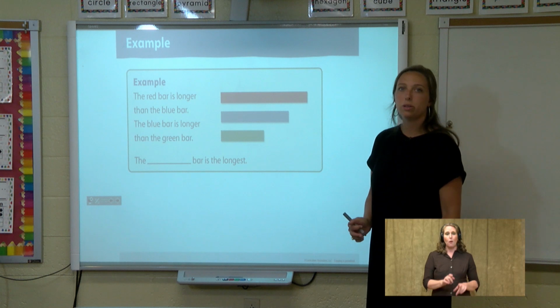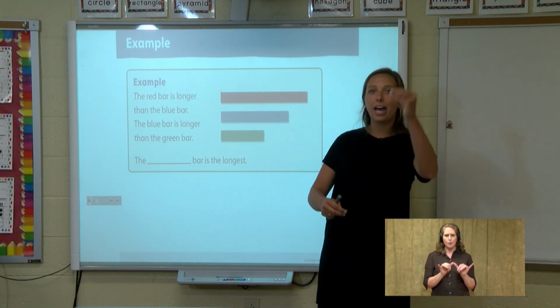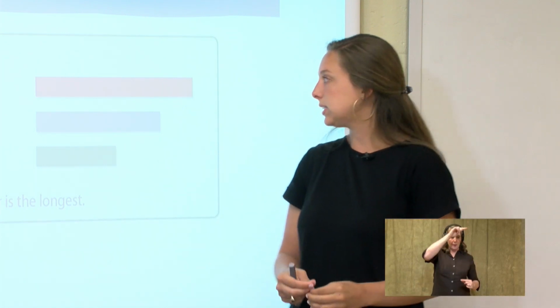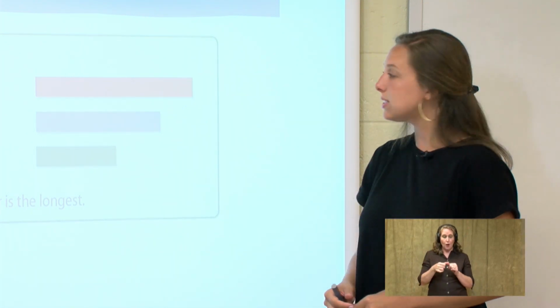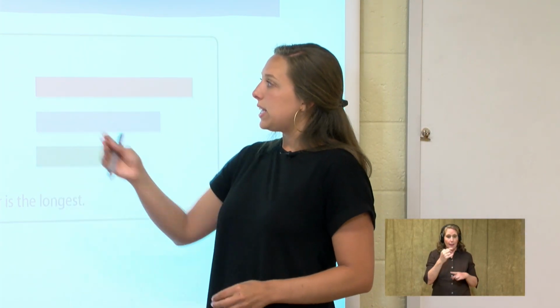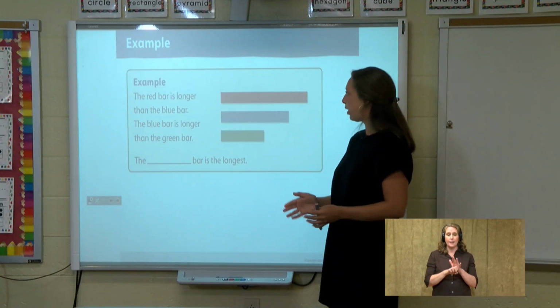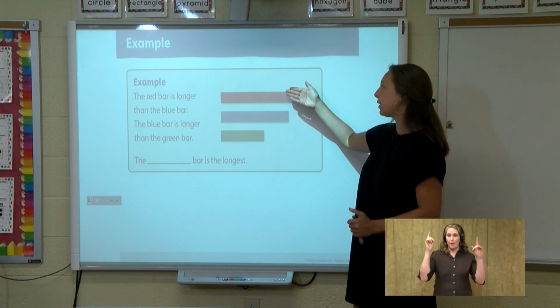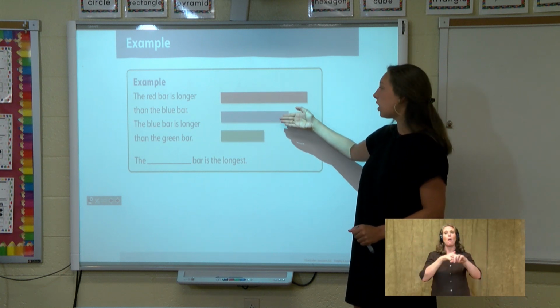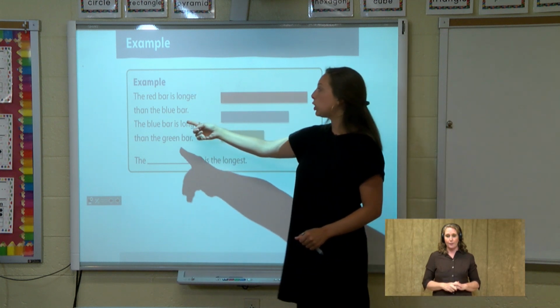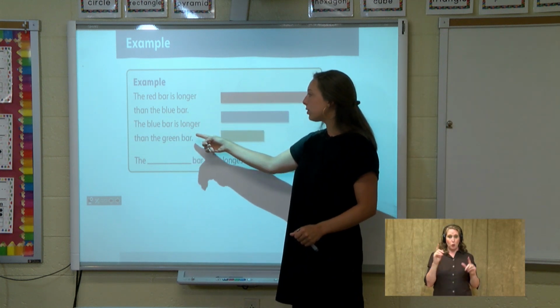We also talked about measurement. Remember, I had the 3 ribbons and I compared their different lengths or their heights. For example, the red bar is longer than the blue bar. So looking up here, we're talking about this red bar is longer than this blue bar. The blue bar is longer than the green bar.